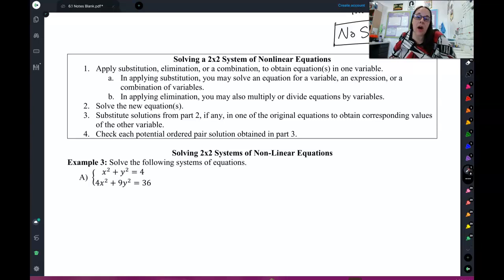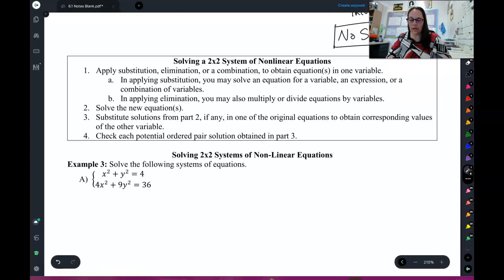Now let's look at nonlinear systems of equations. Now, word of warning, this is the only time the entire chapter we will look at nonlinear systems of equations. So this is the only time we're looking at curves. Once we start 6.2 and for the rest of the chapter, we're looking at lines again.